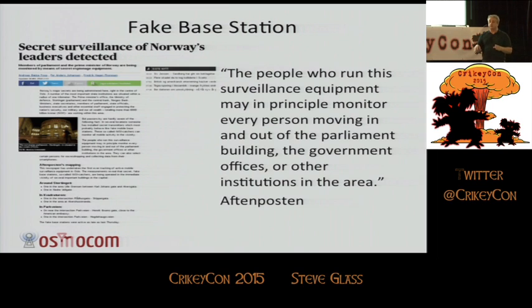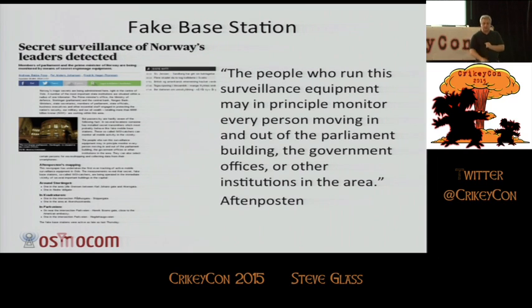And Aftenposten, which is like one of the newspapers of record in Norway, did a survey. And they went around with some rather clever wireless gear, and they were able to find that there were a number of fake wireless stations. Now, they didn't know what they were doing, but these are basically allowing people to authenticate, saying, I'm your telco provider, please send your traffic to me when you want to make an outgoing call.